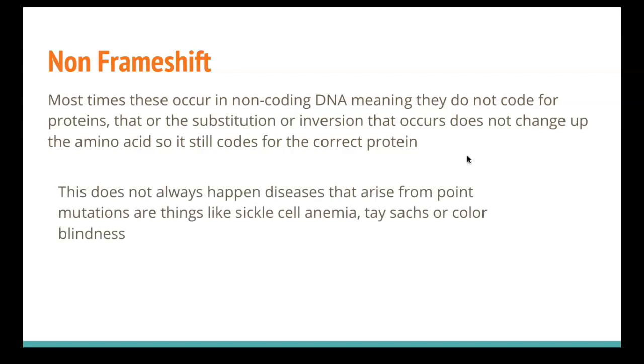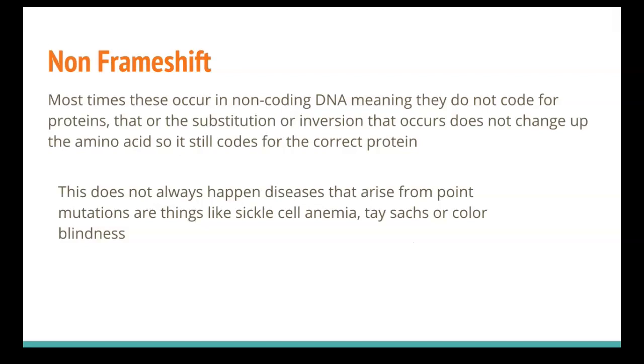Some diseases that can arise from mutations are things like sickle cell anemia. So the protein that makes the red blood cells got messed up from a mutation, so they can no longer produce red blood cells properly. Tay-Sachs or color blindness. So again, color blindness would be like the protein in your eye that we use in our rods and cones is messed up, we can't produce it properly, so you can't see color. That would be an example of a non-frame shift.